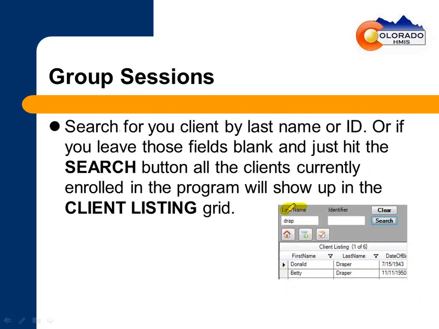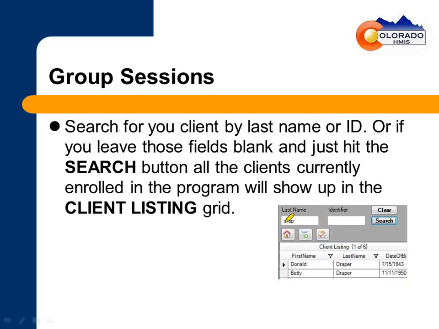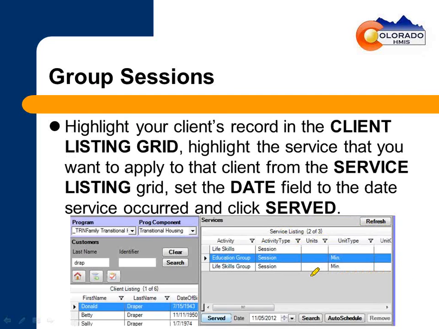And then you can search for your client by last name, by their identifier, which is the 7-digit number that's attached to them in HMIS. And then you click the search button. Or if you want everybody who's enrolled in that program that you selected earlier, so the program you selected here, if you want everybody in that program, you can just leave these two fields blank and click the search button, and it's going to give you everybody who's enrolled in that program, and they will all show up on this client listing grid below the search criteria.